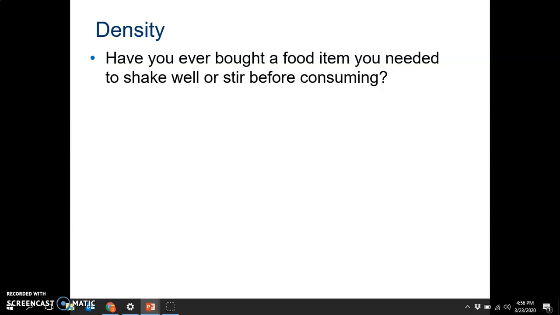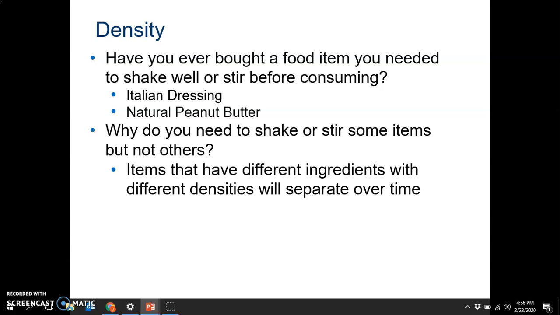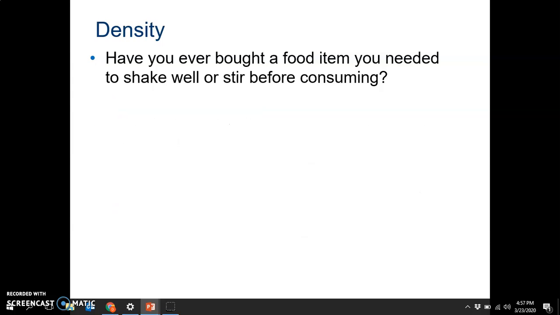Have you ever bought a food item that you needed to shake well or stir before consuming? Probably, right? An example might be Italian dressing or natural peanut butter. Now, why do you have to shake or stir some items but not others? Well, the reason is items that have different ingredients with different densities will actually separate over time. Ingredients with heavier densities will sink, while the lighter ingredients will actually rise to the top.